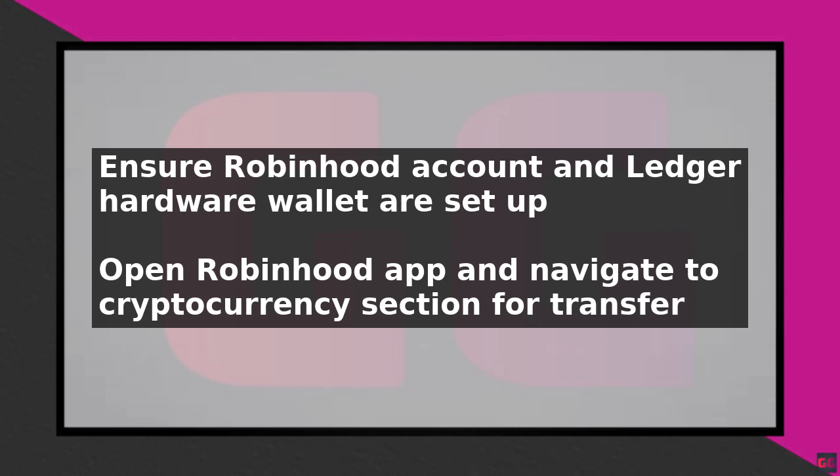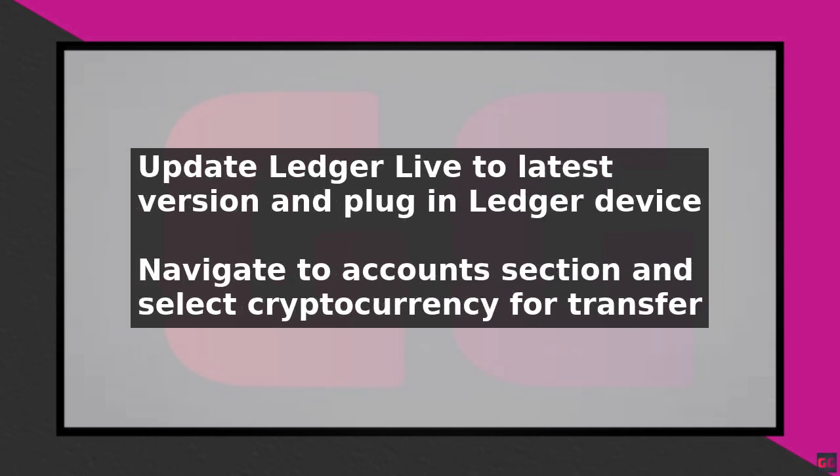Next, go to your Ledger Live account on your computer and ensure it is updated to the latest version. Plug in your Ledger device and unlock it. In Ledger Live, navigate to the Accounts section and select the cryptocurrency you want to transfer. Click on Receive and copy the address.